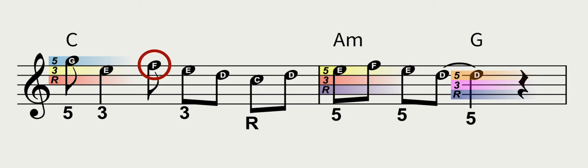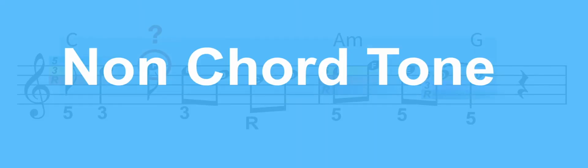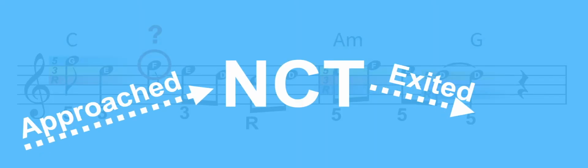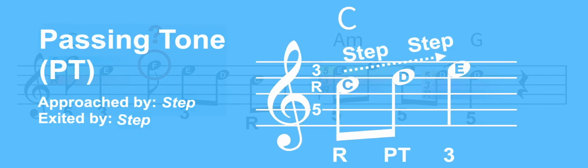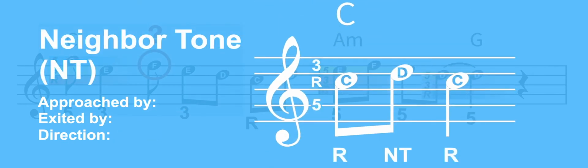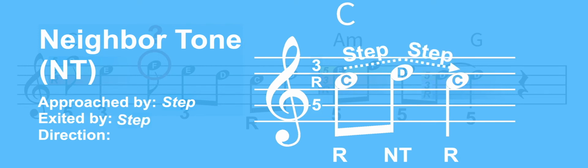Notes in the melody that are not in the chords are non-chord tones. Non-chord tones are identified by how they're approached and how they're exited. A passing tone is approached by a step and exited by a step in the same direction. A neighbor tone is approached by a step and exited by a step in the opposite direction.